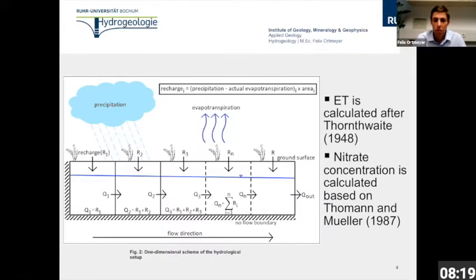Here is a one-dimensional scheme of the hydrological setup. Again, the cells are divided and the study area is limited by no-flow boundaries at the bottom of the aquifer, and on the side, they're limited by the catchment area. We calculate the actual evapotranspiration after Thornthwaite by using the land use factors, and then the recharge is the precipitation minus actual evapotranspiration times the area. The recharge goes into the cells and flows to the next cells. With this water balance and with the nitrate input and the degradation capacity, we can calculate the nitrate concentration for every cell based on Thoman and Müller.